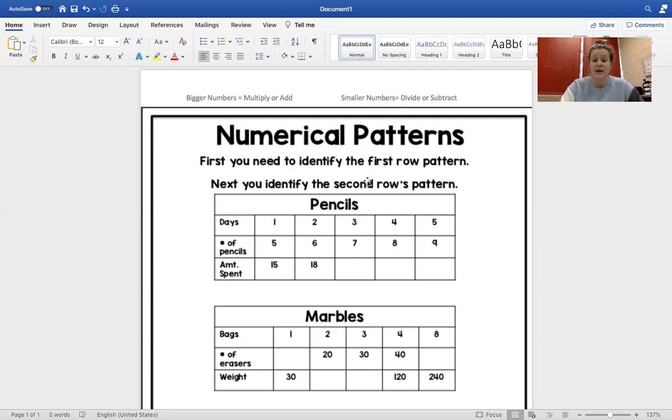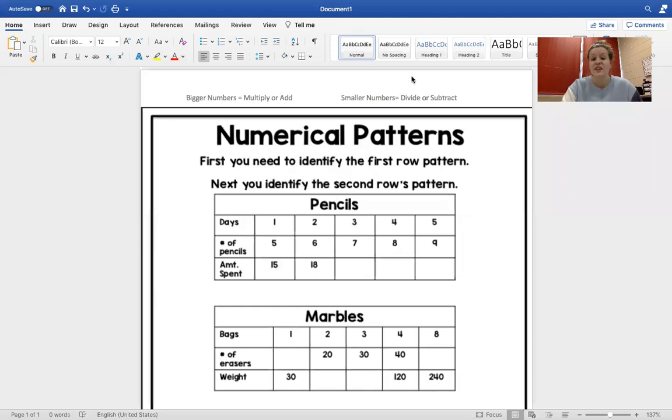So as you can see on our screen, we first need to identify the first row pattern. So we look at the pattern from days to the number of pencils. Then we'll look at the patterns from number of pencils to amount spent. So we take it one row at a time and we continue from there.